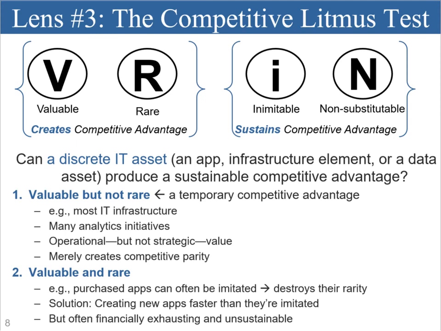Okay, now we move on to lens number 3, the competitive litmus test. Basically you have to understand that being competitive is one thing and staying competitive is another thing. So the competitive litmus test will help you to judge whether an IT asset, which is the apps, the infrastructure element, and the data asset, can produce a sustainable competitive advantage or not, right? Because creating a competitive advantage using an IT asset is different from sustaining it.